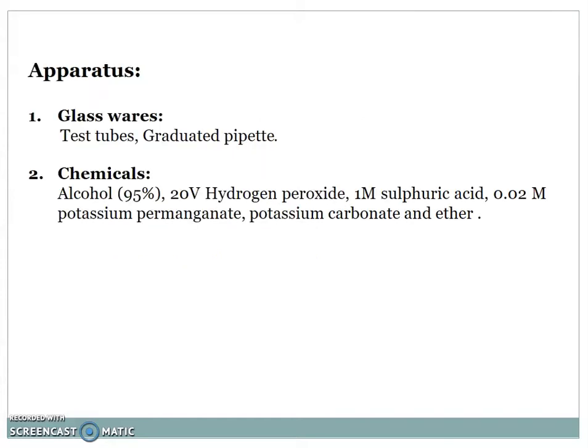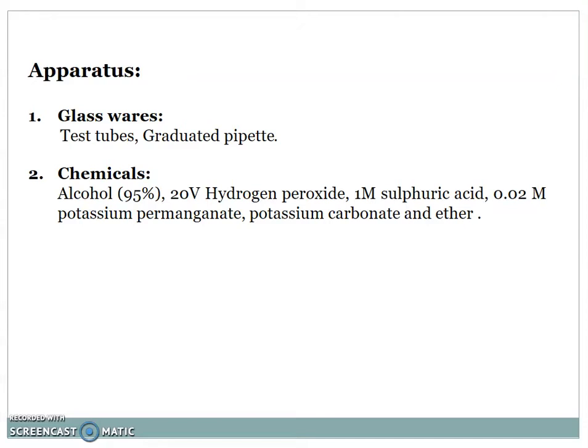So let's start with apparatus which are required for the practical: glassware, test tube, graduated pipette and test tube stand. Then chemicals: 95% alcohol, 20 volume hydrogen peroxide, 1 molar sulfuric acid, 0.02 molar potassium permanganate, potassium carbonate and ether.